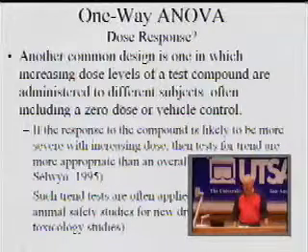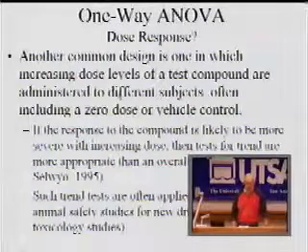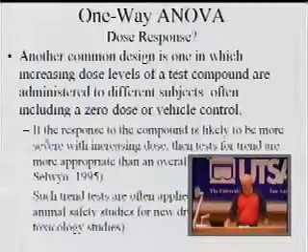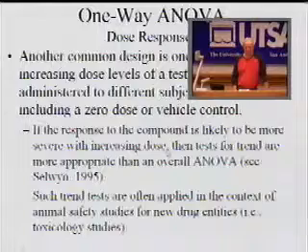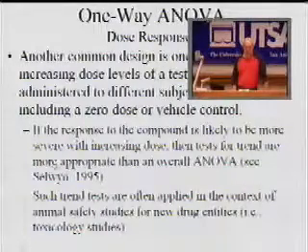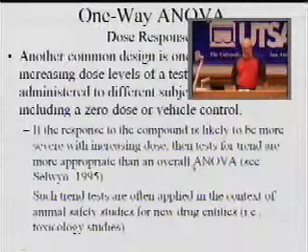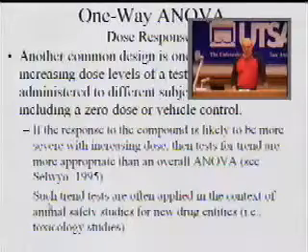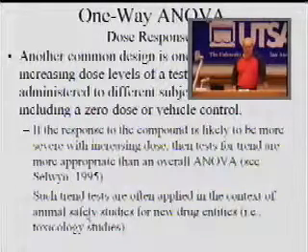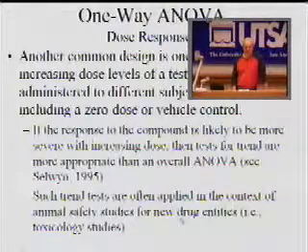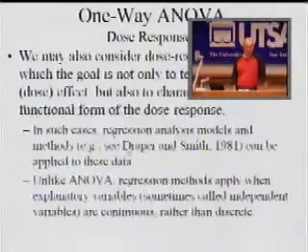So thinking about how you would assess a dose response is important statistically. If the response to the compound is likely to be more severe with increasing dose, then tests for trend are more appropriate than an overall ANOVA. As I said, though, most people will use an ANOVA and I haven't seen too much criticism of it yet. Such trend tests are often applied in the context of animal safety studies for new drug entities, like toxicological studies.